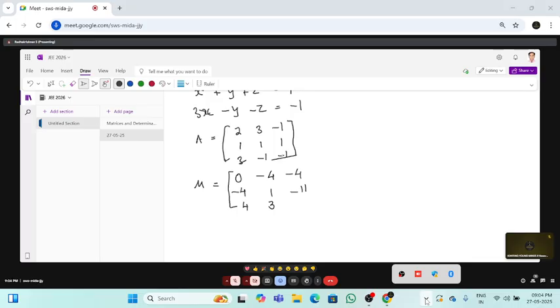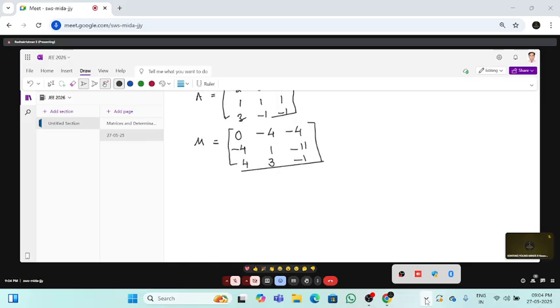And the last element is minus 1. So take this row and the third row and third column off. So you get 2, minus 3. So did everybody get this as the minor matrix? Okay, if you got this as the minor matrix, then the next thing is finding the cofactor matrix.